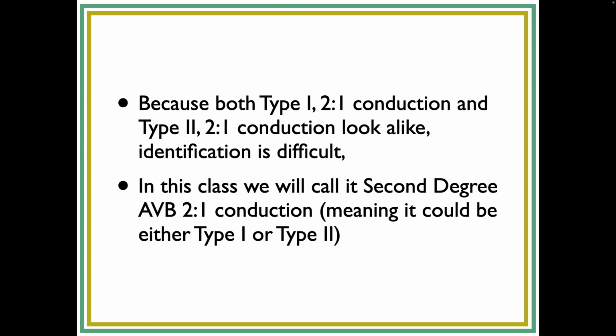It's not impossible, but for us, we're not going to worry about it. We're just going to call it difficult. So in this class, we will call it second degree AV block 2-to-1 conduction, meaning it's an umbrella term. It means it's either second degree type 1 or second degree type 2, but in this one situation with 2-to-1 conduction, it's a special case. We can't tell whether it's type 1 or type 2.